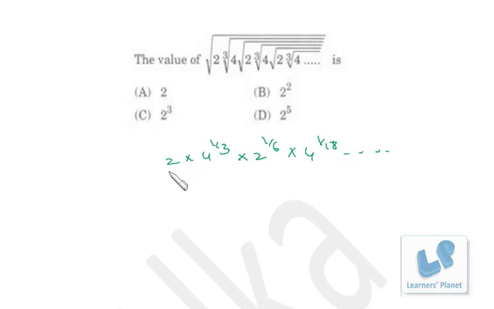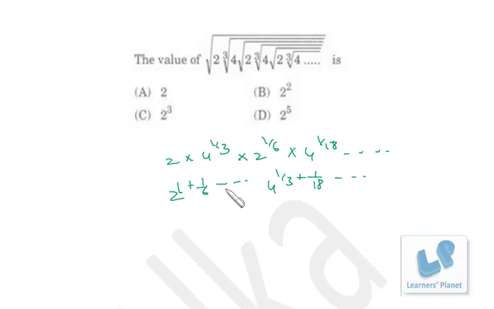Now definitely this is 2 raised to 1 plus 1 by 6, and the sequence is going till infinity, and 4 raised to 1 by 3 plus 1 by 18, the sequence is going till infinity. So what is happening over here?